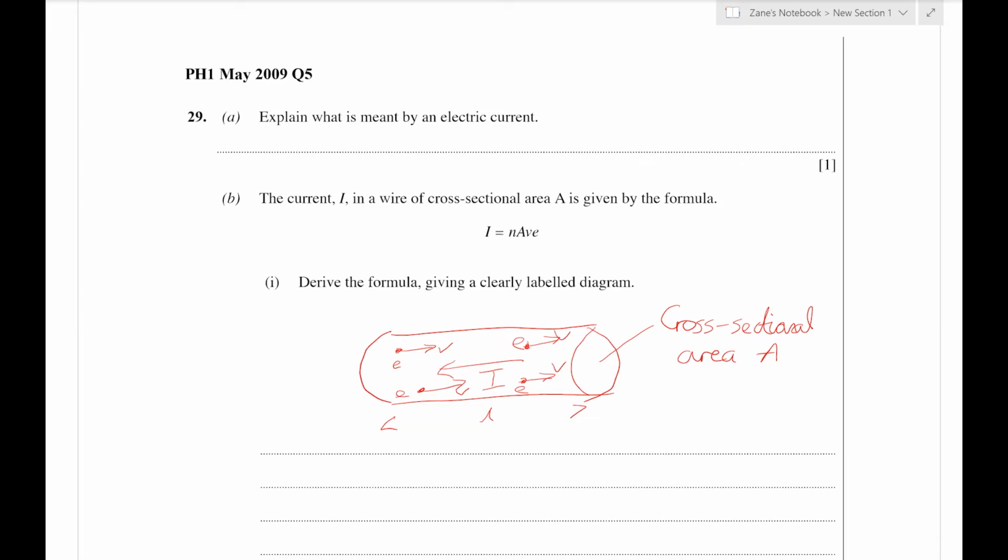This is from Unit 1 in May 2009. It was question 5 and it's basically a question about electrons and drift velocity and such. First part of the question asks us to define electric current. So current is defined as the rate of flow of charge at A level.